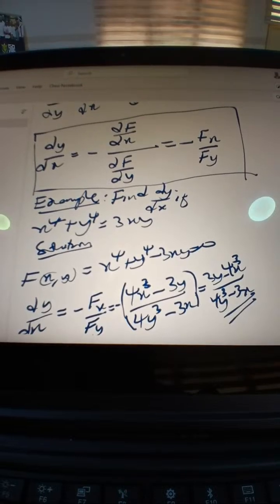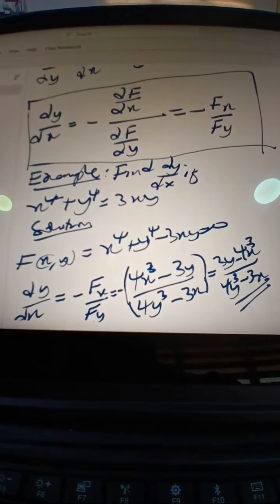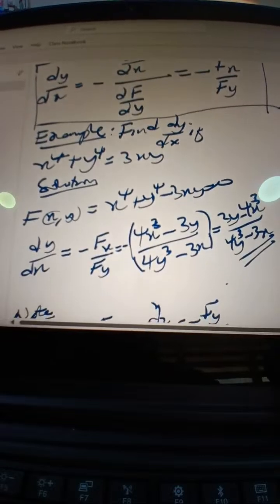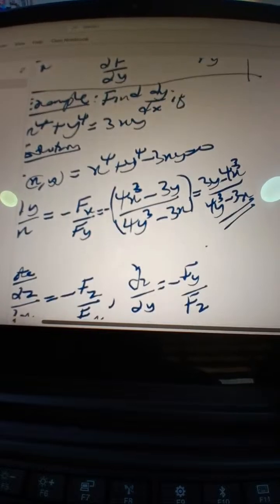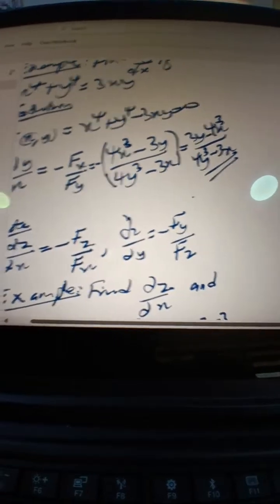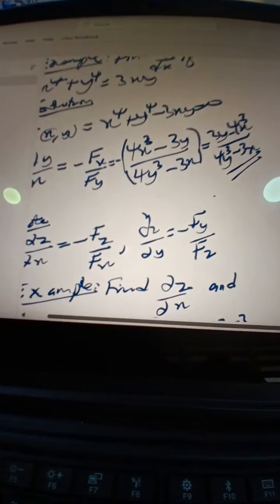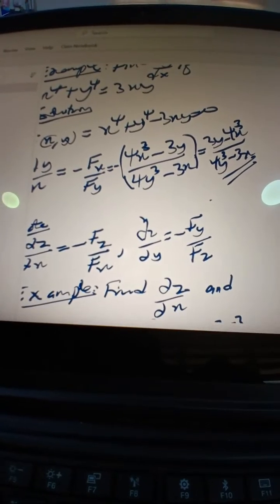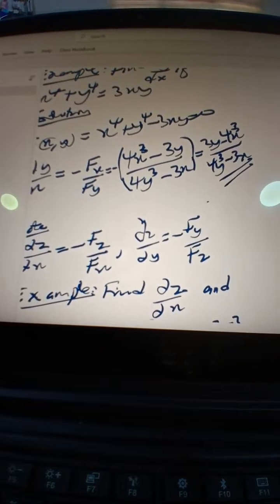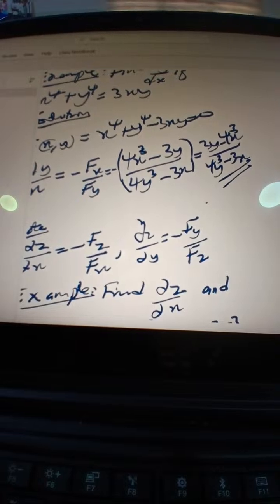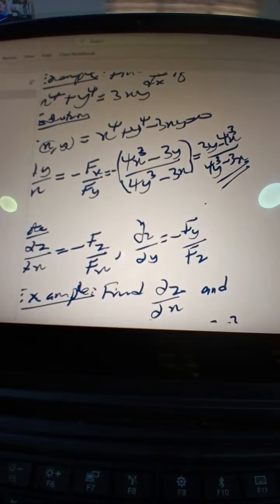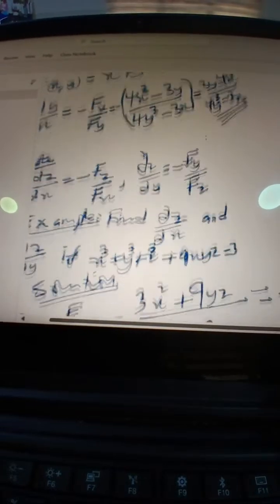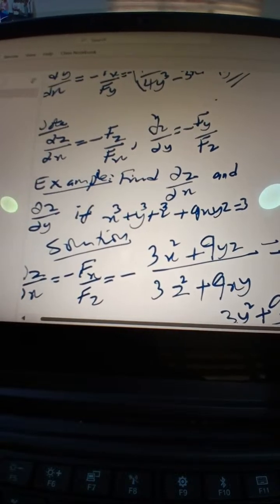Very important. All right, so I want us to move on to another aspect. We can also write it this way. We can get del z del x and express it as negative fx over fz, and then del z del y as negative fy over fz. So we do the partial differentiation that way. Let's try to apply this to this question.